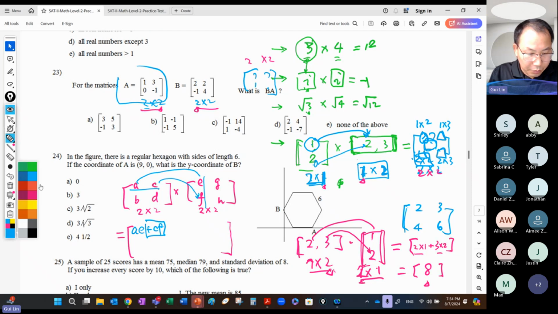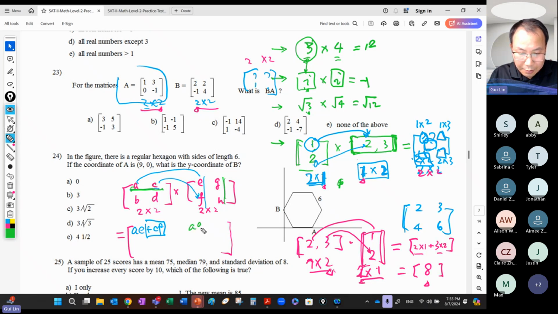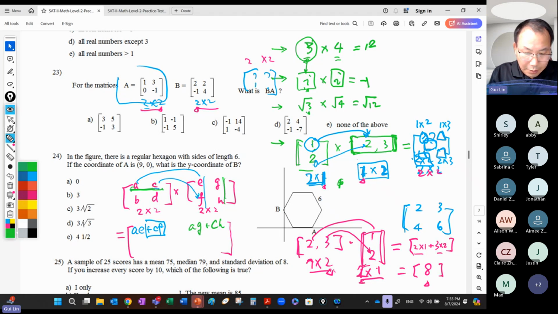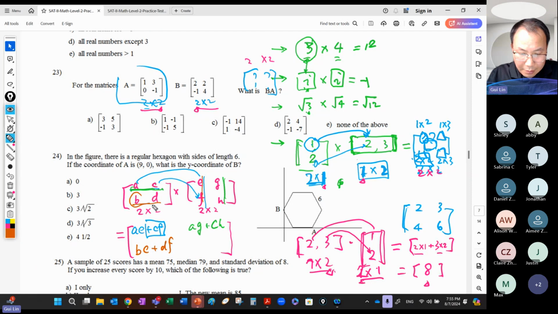Second one, let me choose a different color. Second one, still this line down, first line down second line. You can see it became AG plus CH. What about the third one? Third one, use this line down first line, so it became BE plus DF. And the last one would use this one times this line, so it became BG plus DH.